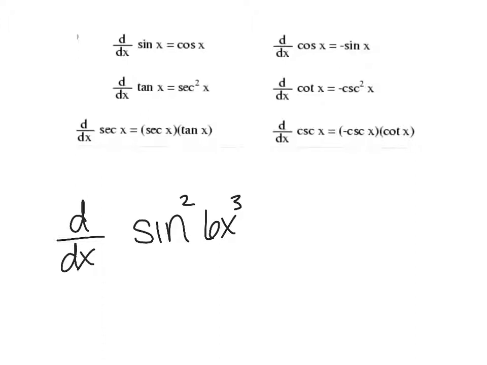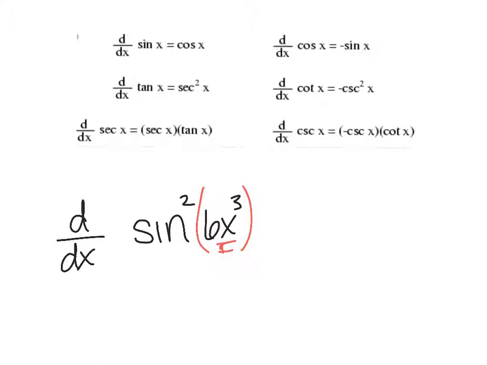So here's what a double chain rule looks like. This is now sine squared of 6x cubed. Okay, so the first thing we said is "of." So I'm going to put my parentheses around the "of." Sine squared of 6x cubed. So there is my first inside.